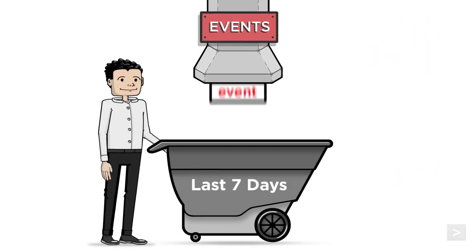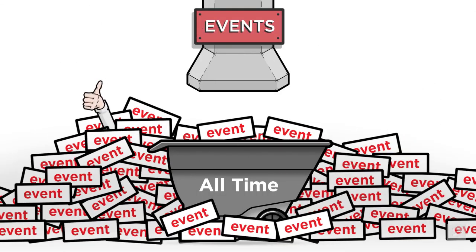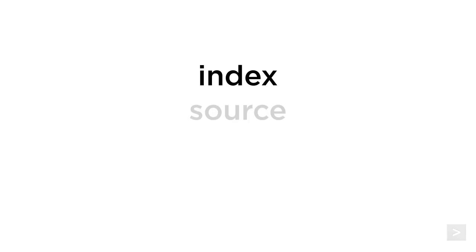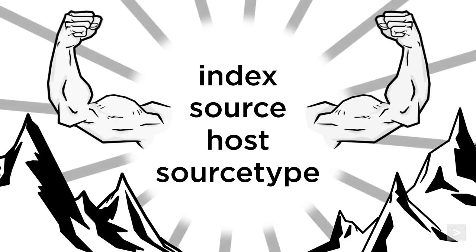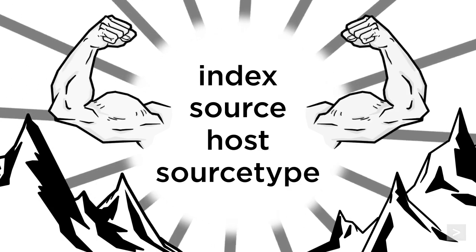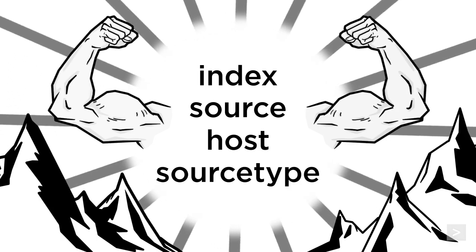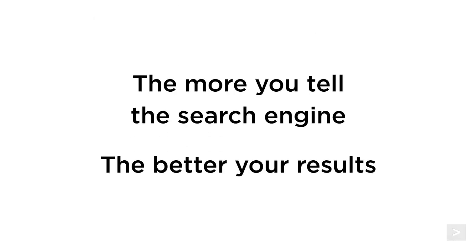Using time to limit the events returned is the most efficient way to filter events. The less data you have to search, the faster Splunk will be. After time, the default fields of index, source, host, and source type are the most powerful. These fields are extracted at index time, so they will not need to be extracted for each search. The more you tell the search engine, the more likely it is that you will get good results.